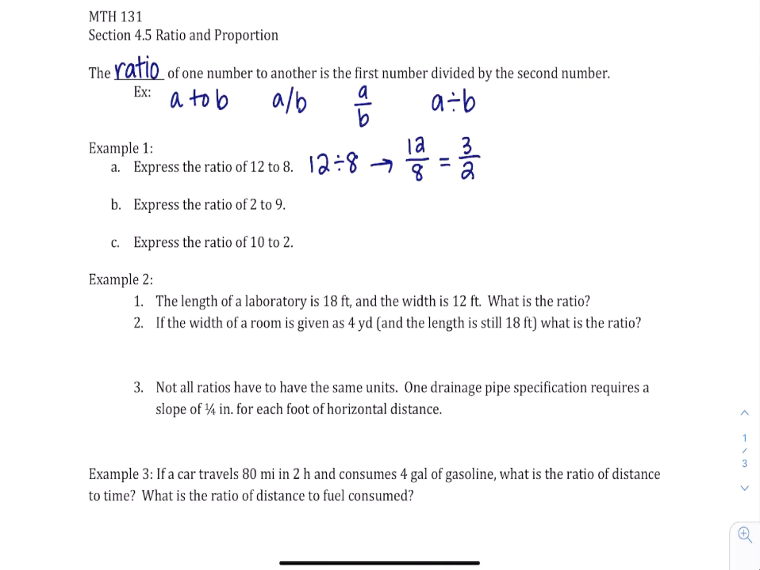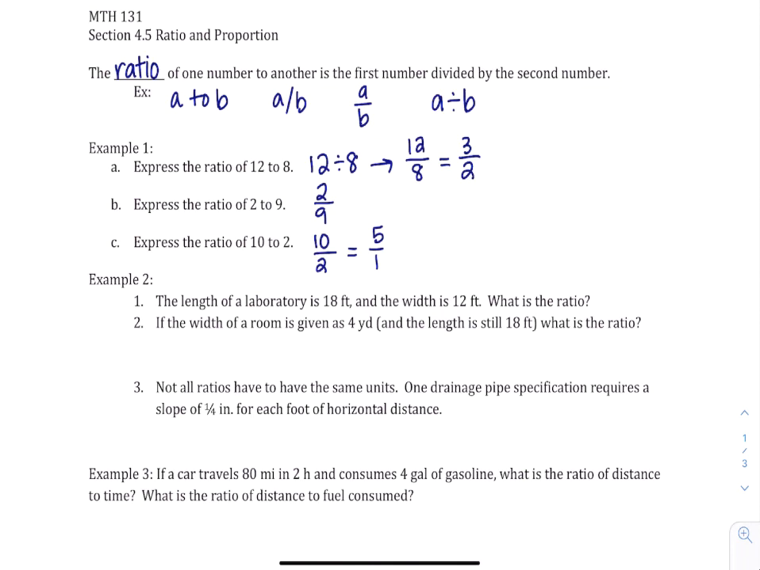The ratio 2 to 9 would be written 2 over 9. That cannot be simplified since 2 and 9 don't share any factors. And then finally, the ratio 10 to 2, we would do 10 over 2. And even though 10 divided by 2 is 5, to keep this as a ratio, we would want to keep that 5 over 1 to imply that this is a 5 to 1 ratio.